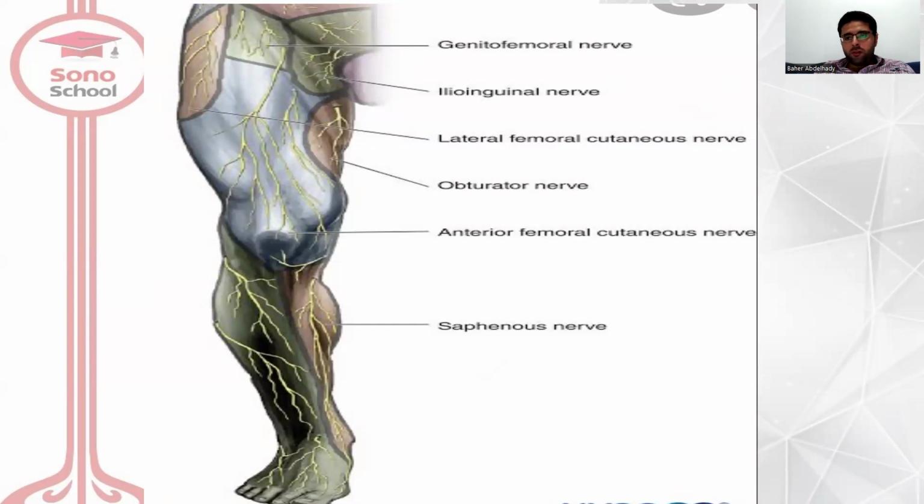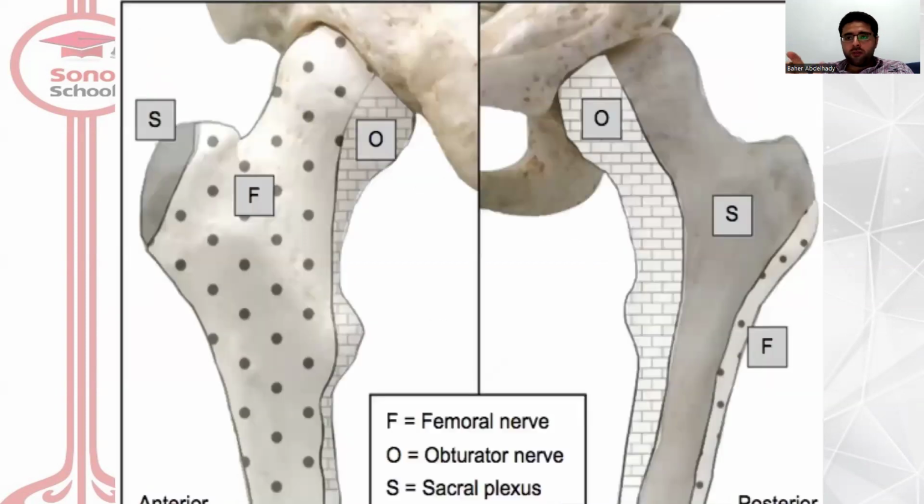This is not important for you, but the most important is the nerve supply of the bone. If you look at the left side of the screen, you will see that the anterior aspect of the femur, the main nerve supply is the femoral nerve, and the posterior aspect, the main nerve supply is sciatic, and the medial part or medial half of the femur is supplied by the obturator nerve.